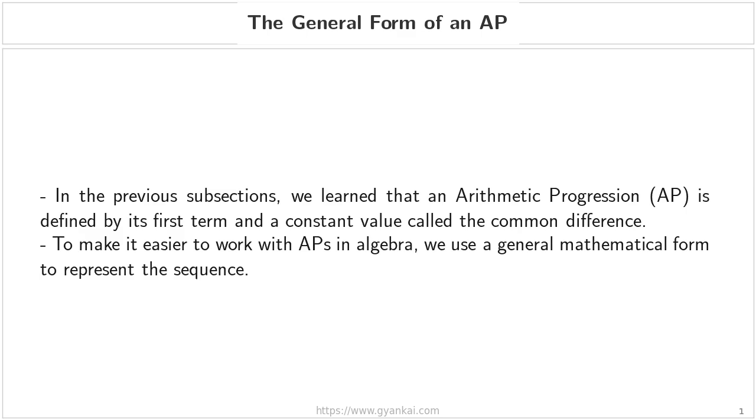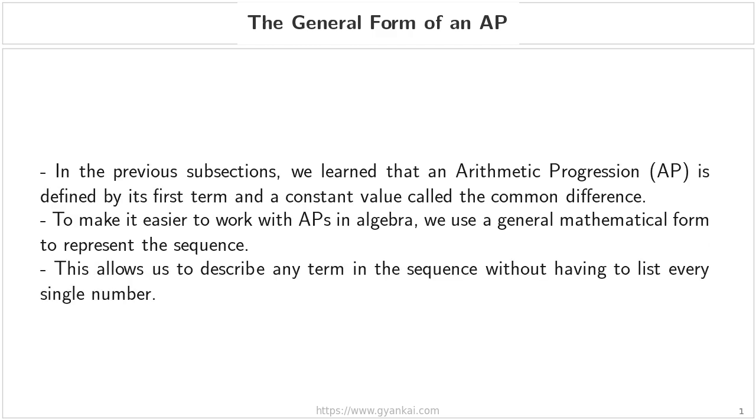Now, as we move forward, you'll find that simply listing numbers can become quite cumbersome when dealing with complex problems. To make our work much more efficient and algebraically manageable, we are going to introduce a general mathematical form to represent these sequences. The beauty of using this general form is that it provides us with a powerful tool. It allows us to describe and calculate any specific term in the sequence precisely, without the tedious task of having to write out every single number in the series. Let's look at how we actually build this formula.